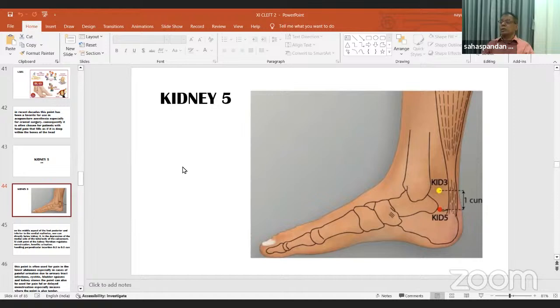And one more very important use of this point, Kidney 5. This point is used for kidney stone pain. If there is acute kidney stone pain, the patient cannot bear that pain. So take the lancet needle and prick this point and let out 20 to 30 drops of blood from this point. Immediately the pain will stop and the patient will go to sleep.